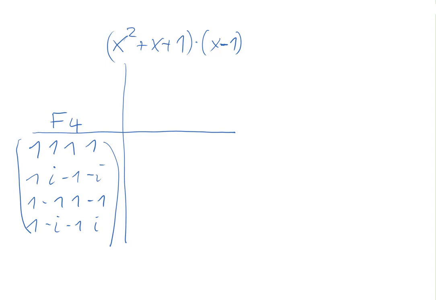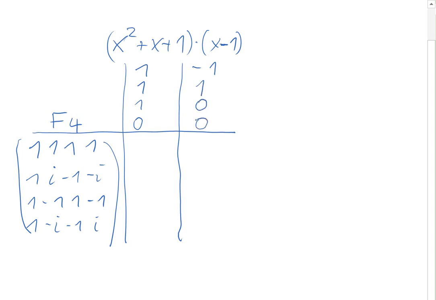Now we write down the vector corresponding to the first polynomial, x squared plus x plus 1. Remember that we start from the lowest term, which is 1, then 1 for the x, then 1 for the x squared, and 0 for the x to the power of 3. So that's the first polynomial. And the second polynomial, x minus 1, the first coefficient is minus 1. Then 1 for the x and 0 for x squared and 0 for x to the power of 3.